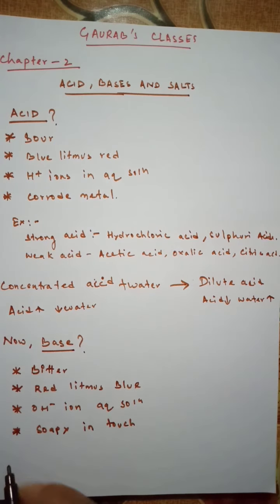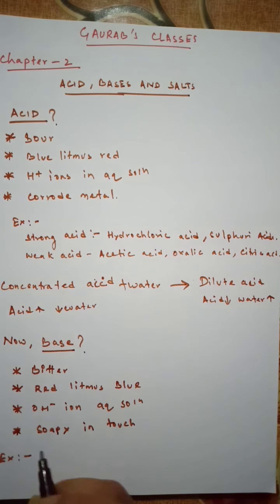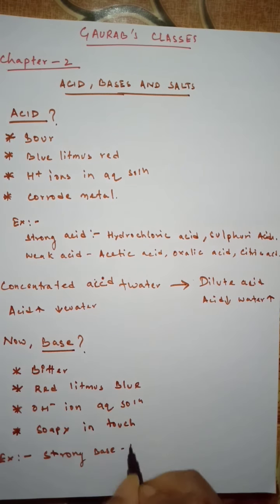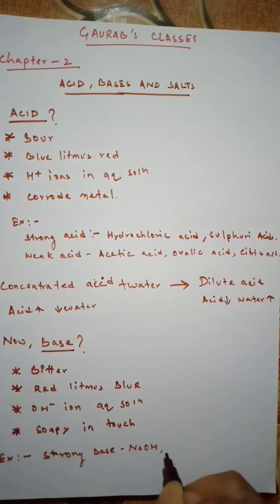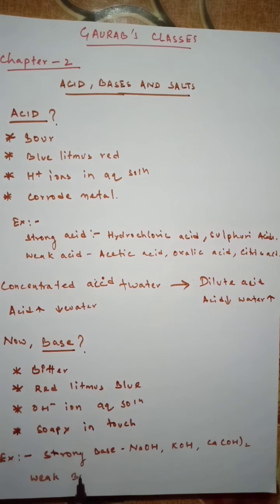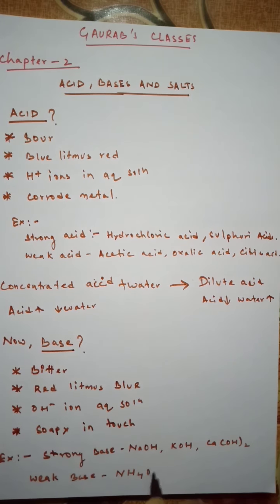that you use at home. Now for examples of bases, there are strong bases and weak bases. In strong bases, we have sodium hydroxide, potassium hydroxide, and calcium hydroxide. In the example of a weak base, we have ammonium hydroxide and so on.